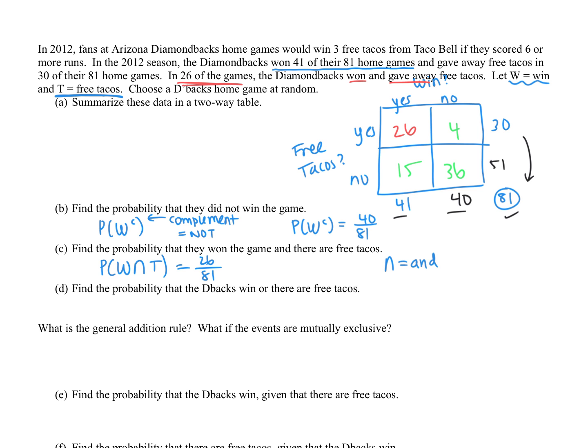And then in D, find the probability that the Diamondbacks win or there are free tacos. So the probability of winning or free tacos. This is the or symbol. Let's add it up first and then we can talk about the mistake people make. Out of those 81 games, we need to look at how many of the games in the table they won. That would be here and here. Or there were free tacos, which also happened here. If we add up those three, that would be 26, add 4, add 15. Yeah, 45. So we get 45 out of 81.